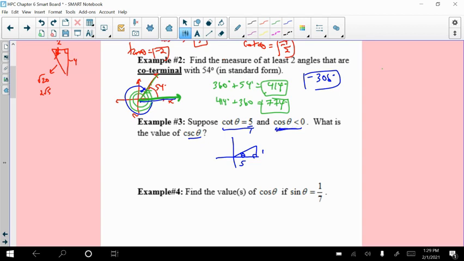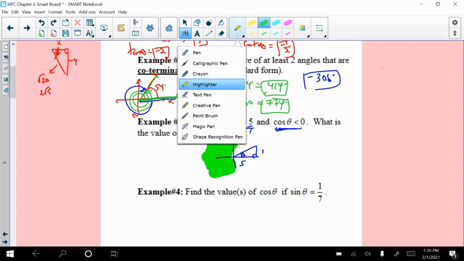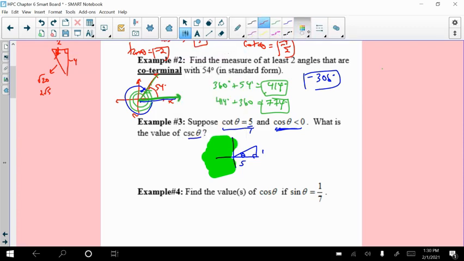Cosine is negative in quadrants 2 and 3, because that's where x is negative and cosine depends on x. So I could draw it in the second quadrant, but then my cotangent wouldn't be positive. So the quadrant I need to draw this in has to be the third quadrant. Drawing it down here in quadrant 3, making that -5 to -1 as a cotangent ratio, it becomes positive. And then the hypotenuse becomes the square root of 26 using the Pythagorean theorem.